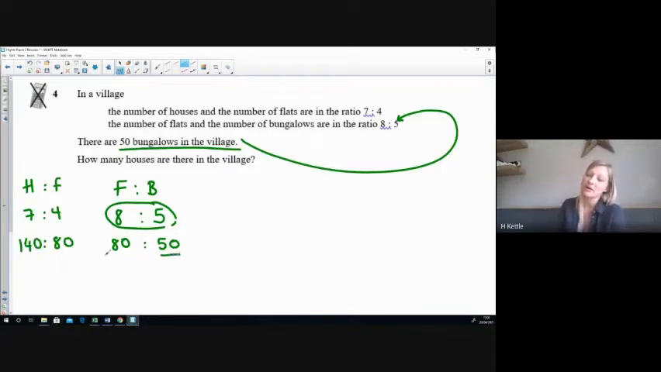So if there are 50 bungalows, there must be 80 flats. And if there are 80 flats, there must be 140 houses. So just remembering that we can make our ratios bigger as long as we do the same to both sides, and that will keep it the same.